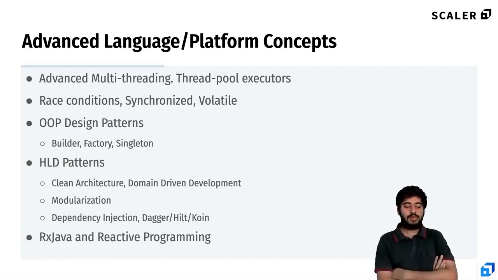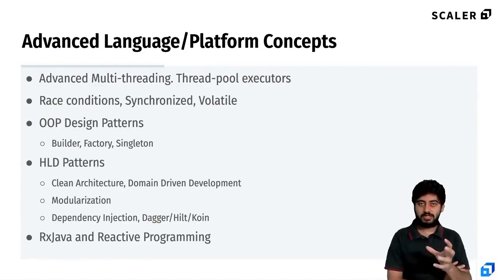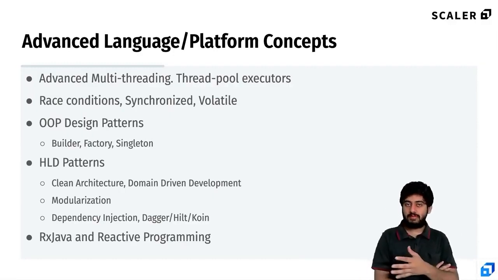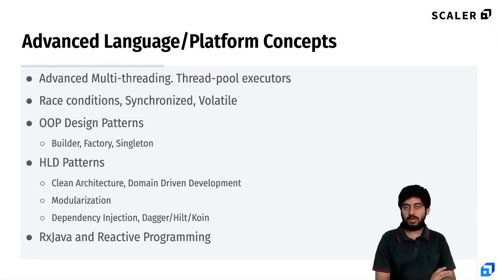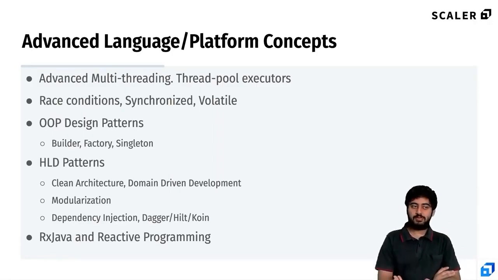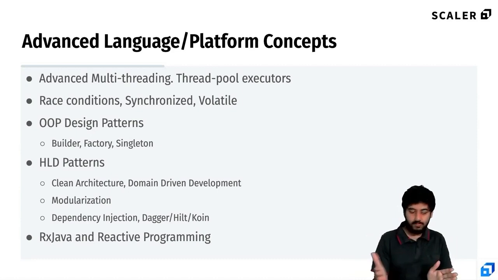Okay. Then there are the higher level patterns. The OOP patterns are how you write code, but then there are higher level patterns. What is a clean architecture? So doing domain driven development, where you keep your business logic in the domain, which does not depend on anything, and then you have data sources which handle the persistence layer. Then you have the repository layer, the UI layer, the presentation layer. How do you separate all these layers and make them work together?